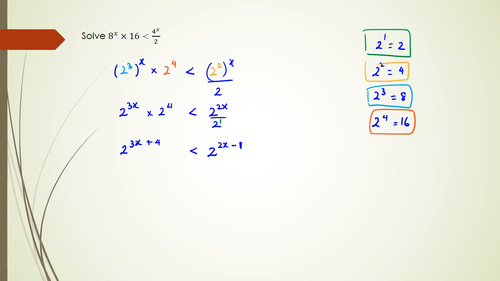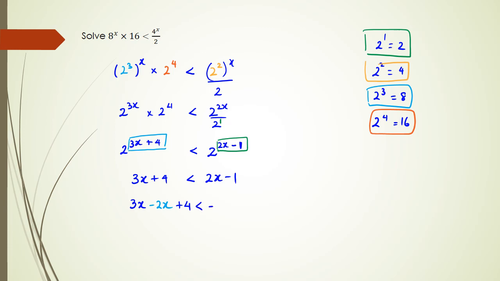So what we now have is this equation, 2 to the power of 3x plus 4 is less than 2 to the power of 2x minus 1. Now, as usual, the number in the light blue box has to be less than the number in the green box for this statement to be true. So we can say 3x plus 4 has to be less than 2x minus 1. Okay? And now we can rearrange the numbers. So we've got 3x, and 2x from the right hand side moving to the left becomes minus 2x.